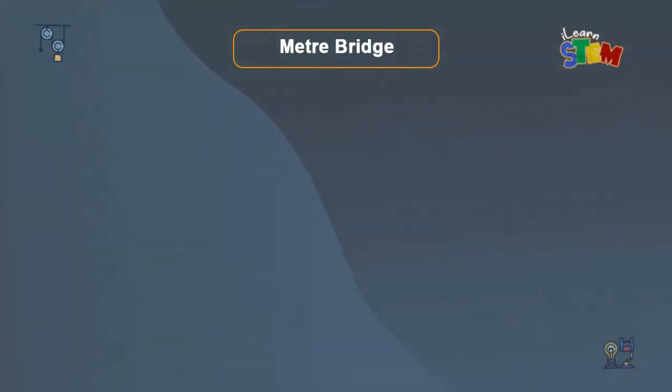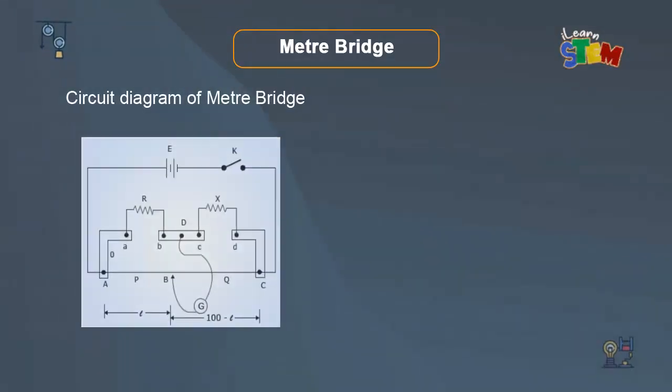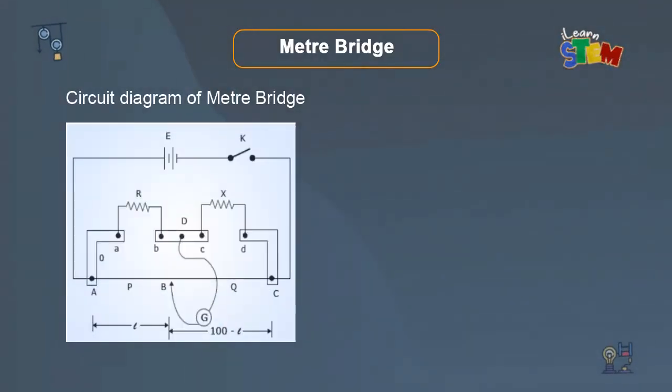Our next objective today is the meter bridge, which is a device based on the Wheatstone bridge principle, used to determine unknown electrical resistances accurately. Let's break this down step by step. Let's look at the meter bridge diagram, which is all about finding the unknown resistance.